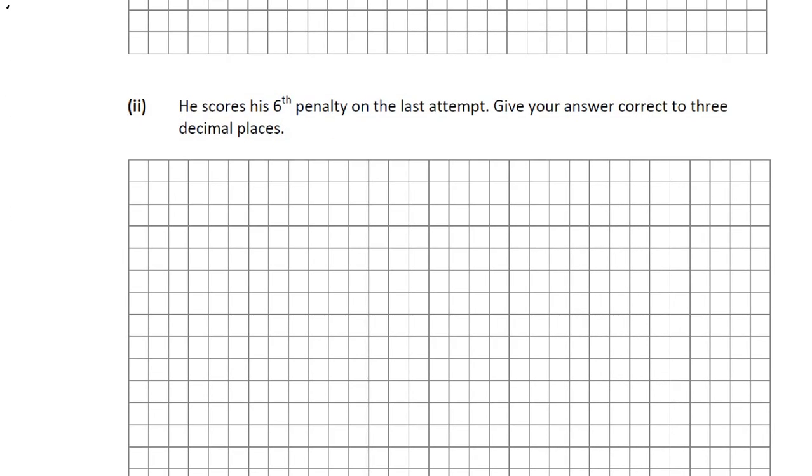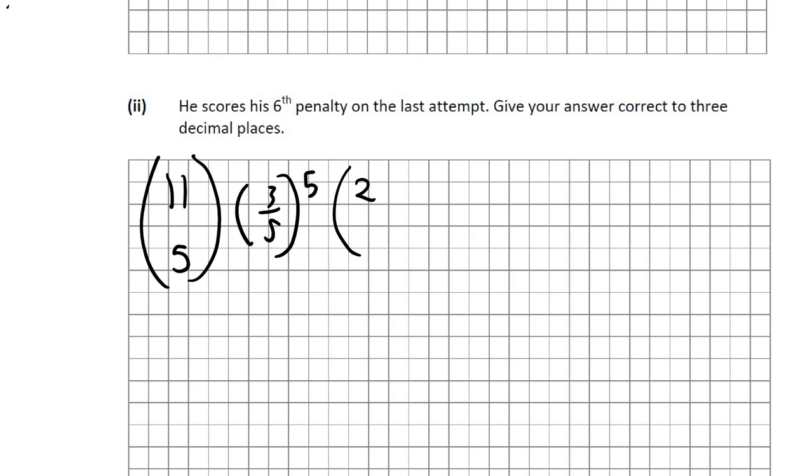Next question: he scores the 6th penalty on the last attempt. So here's where we're going to be bringing in our Bernoulli trial. He scores the 6th penalty on the 12th attempt. That means he scored 5 of the first 11. So that's going to be 11C5 times the probability of success, which is 3/5 to the power of 5, because he scores 5, times the probability of failure, which is 2/5 to the power of 6, because that's the number of times he fails, and then times the probability that he does score on the last.